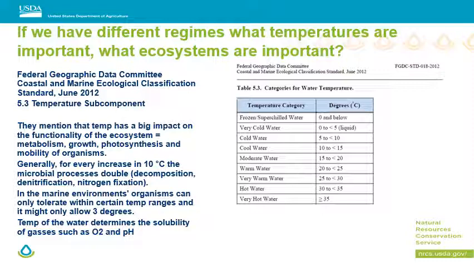And the marine organisms, they can also tolerate and live within certain temperature ranges that may only allow a few degrees, just like some plants. The temperature of the water determines the solubility of gases such as O2 and pH. And here are just the different temperature limits.